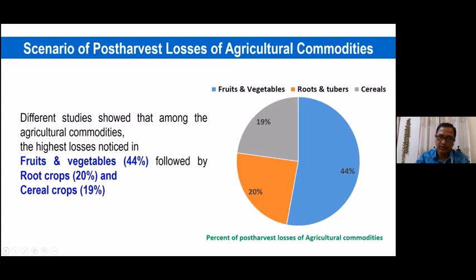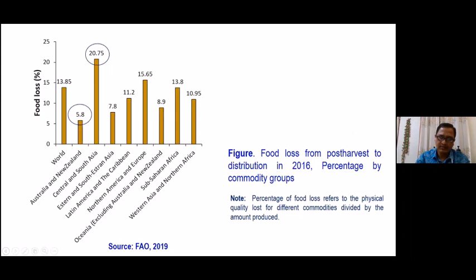If you see, this data is collected from FAO in 2019. We can see that the worst food loss is found in Australia and New Zealand, but for Central and South Asia, we lost more than all other regions. From this point, we need to be careful about the losses, and we have to think about the reduction of losses anyhow.